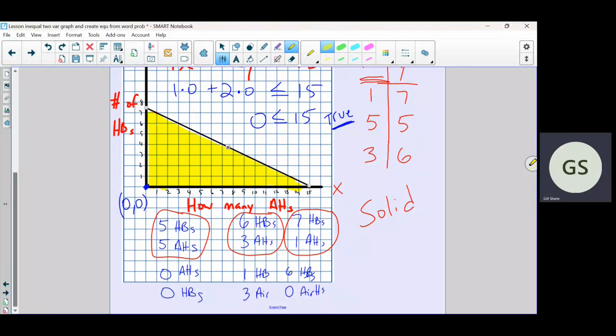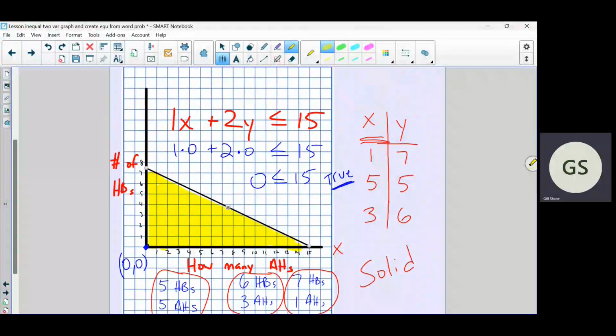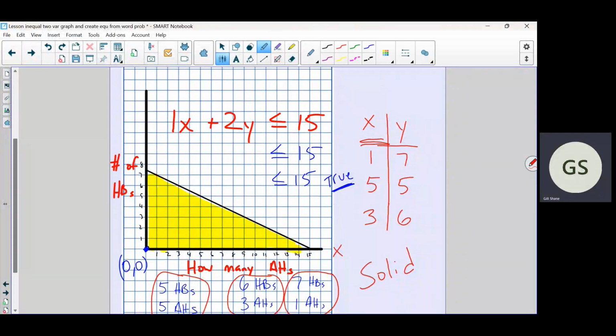3 airheads would be $3. So if we plug in 3 for X, here, I'll just redo it. We already did 0, 0. 0, 0 was true. So if I plug in 3 and 1, well, 3 plus 2 is 5, less than or equal to 15. Yeah, 5 is less than or equal to 15. Every one you test that you know works should make the left side less than or equal to.